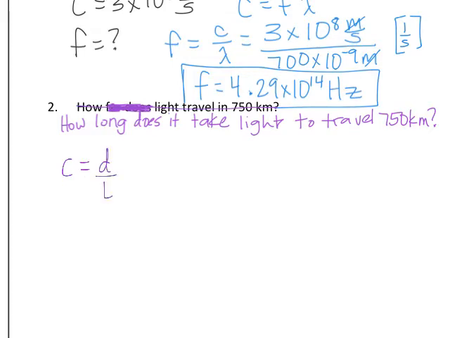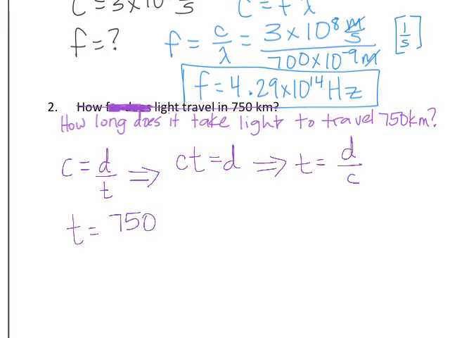Speed is distance over time. And remember, when we go to rearrange that, we are going to cross multiply C and T together, and that's equal to the distance. And then when we look for the time, we end up with distance over the speed of light. So let's plug our numbers in. Our distance was in kilometers, so you want to make sure that we change that.